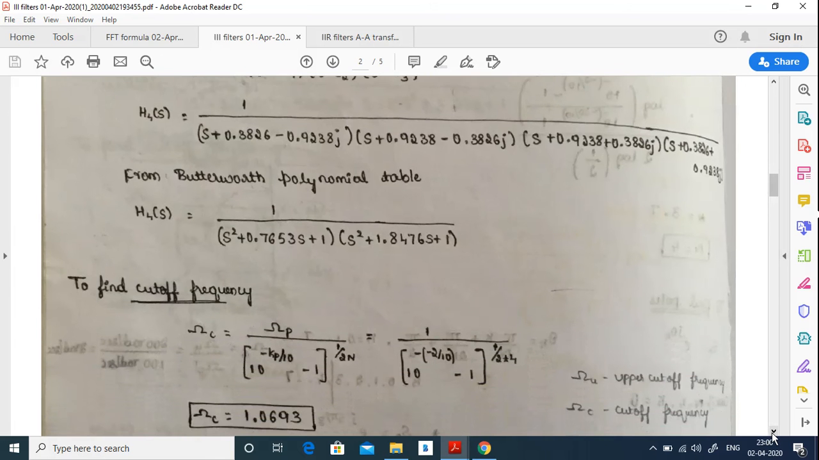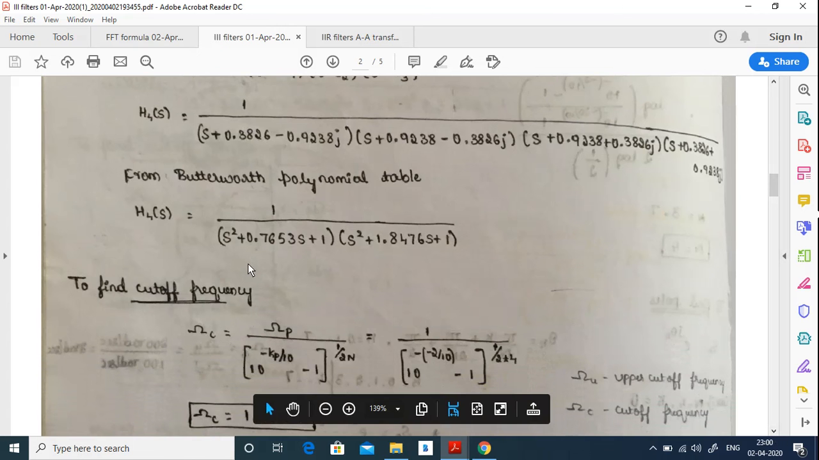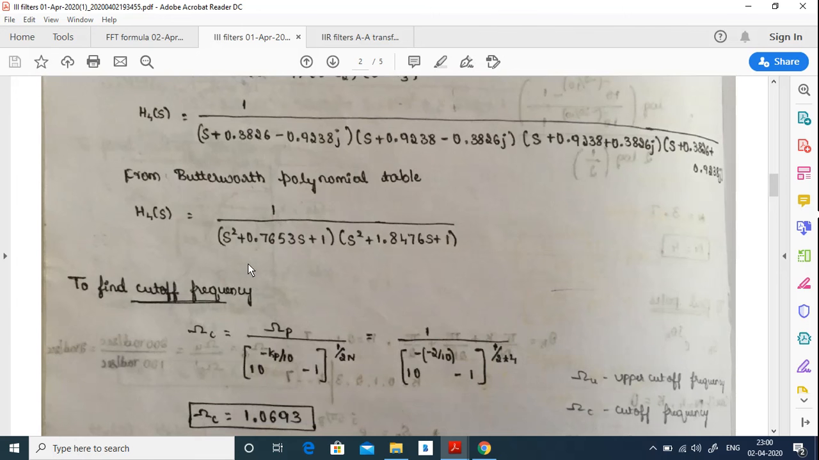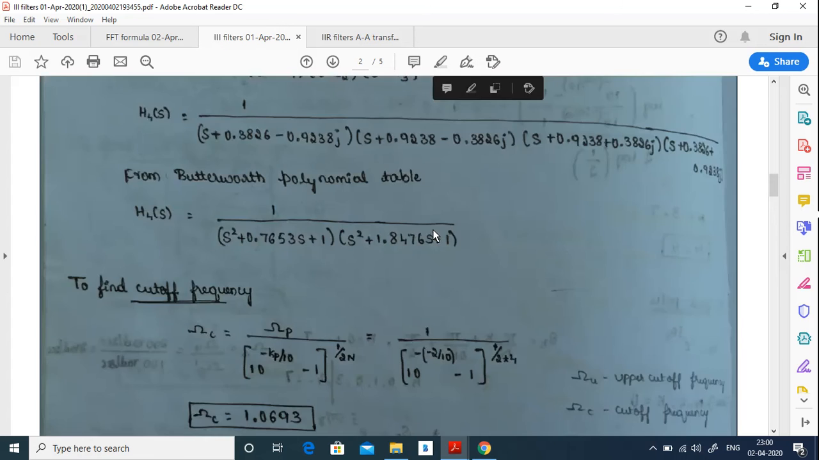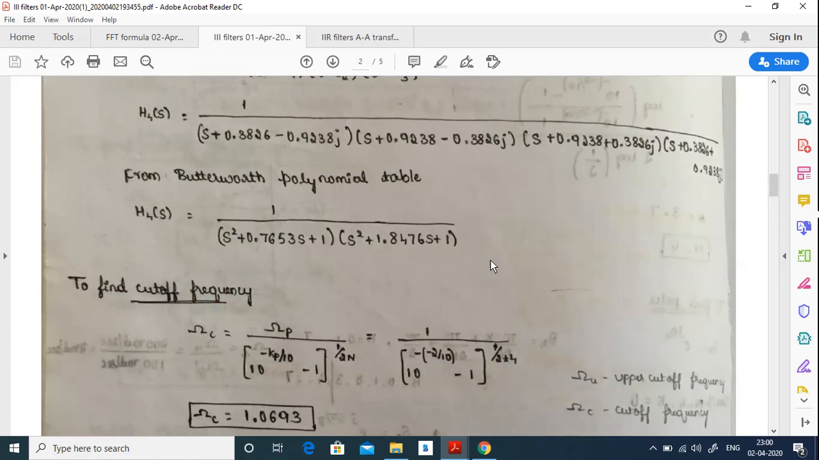So what is this? This is the normalized low pass filter answer only, is it not? For order n is equal to 4. But what I need to design is a high pass filter. That means I should use a suitable transformation to convert the normalized low pass filter into a high pass filter.